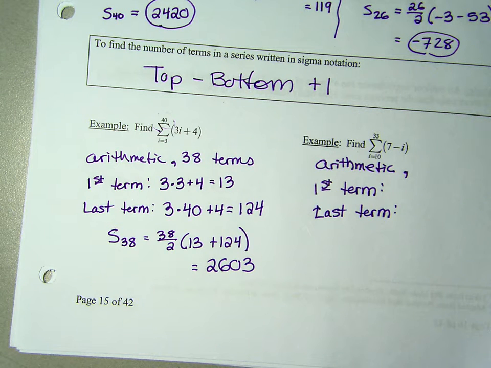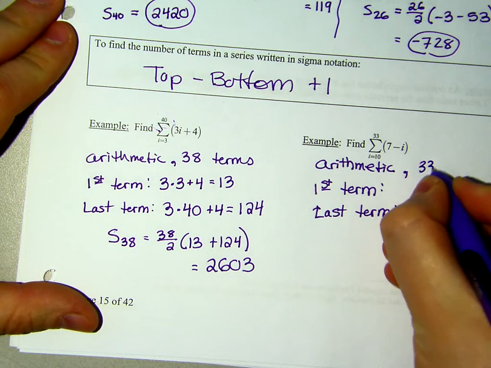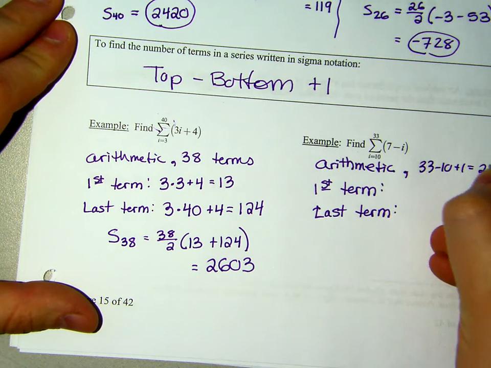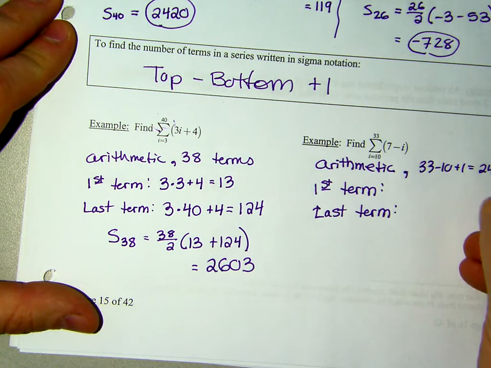Maddie, how many terms are there? 24. Yep, where did you get that from? 33 minus 10 plus 1. Yep, and make sure you do include that plus 1. That's usually a common mistake that I see people do. It's 33 minus 10 plus 1. There are 24 terms. Selma, how did you find the first term?